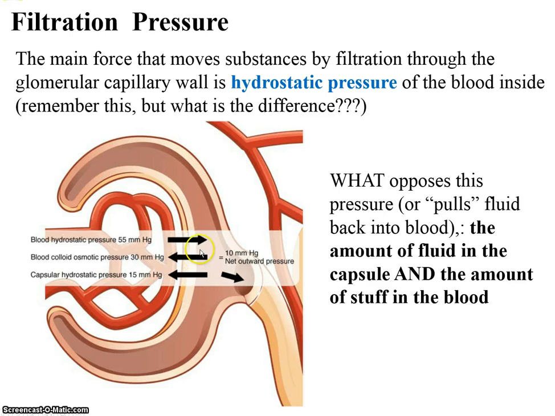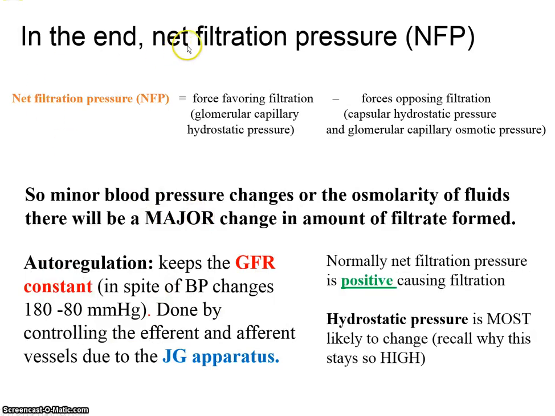So these arrows are showing you what happens. These two, osmotic pressure and capsular hydrostatic pressure, are resisting. They're preventing the movement of fluid from blood to capsule, and blood hydrostatic pressure is pushing it. So you have to balance these, as we talked about before. The amount of fluid in the capsule and the amount of stuff in the blood is what opposes. It's the hydrostatic pressure that pushes it. All right? In the end, net filtration pressure is really who wins, and how does this work? We will look at this in the next video.